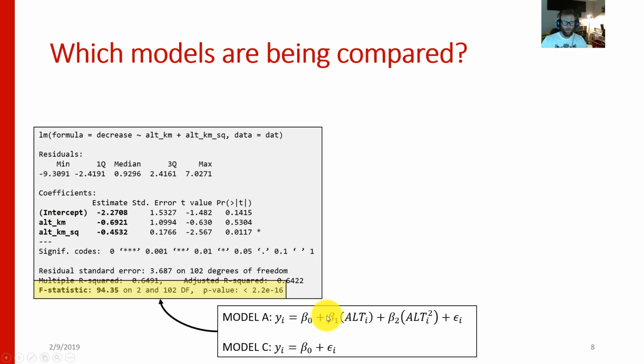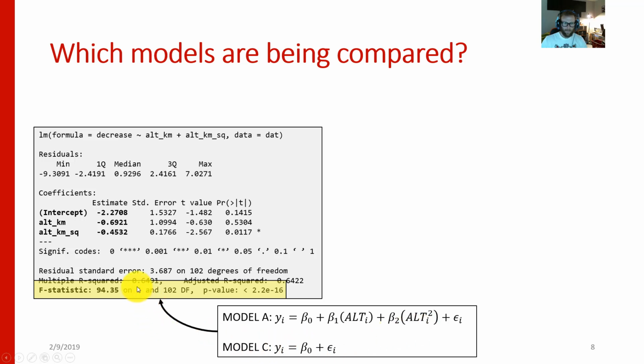And as we mentioned before, this F statistic for the model as a whole, with 2 and 102 degrees of freedom, has a Model A that includes all 3 parameters being estimated, compared to a Model C that includes just 1 parameter, the intercept, being estimated. So our intercept only model, compared to our model that includes a linear effect and a quadratic effect, is not a very good explanation of the data.